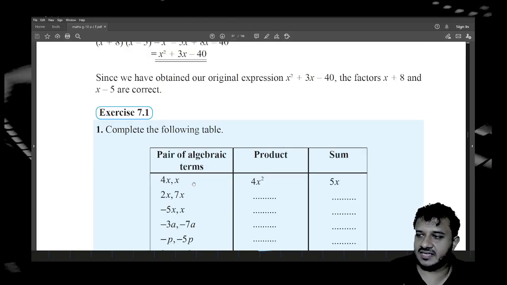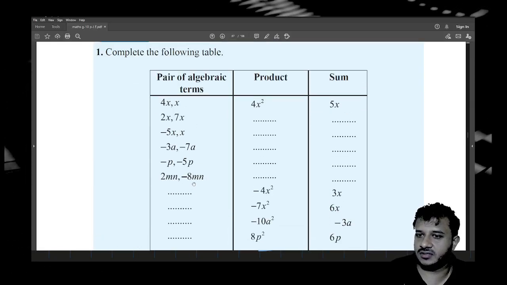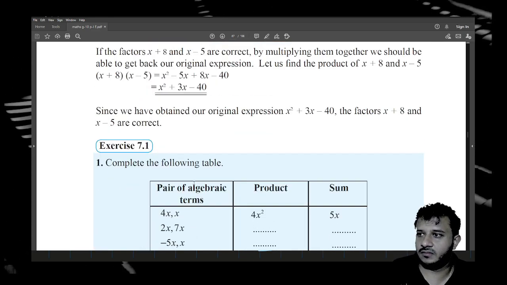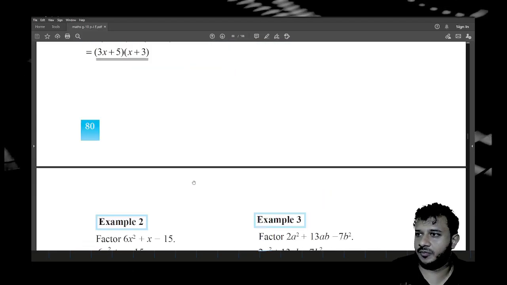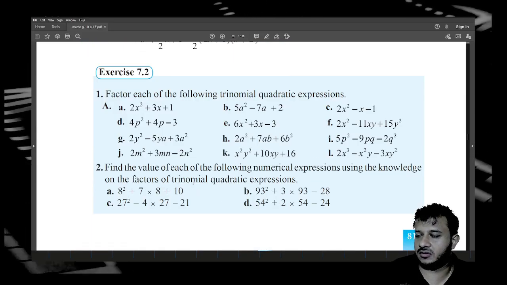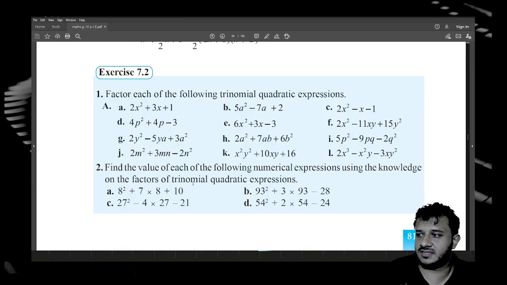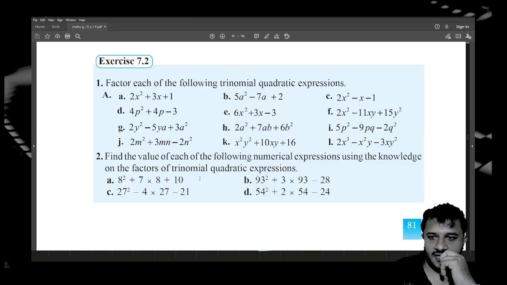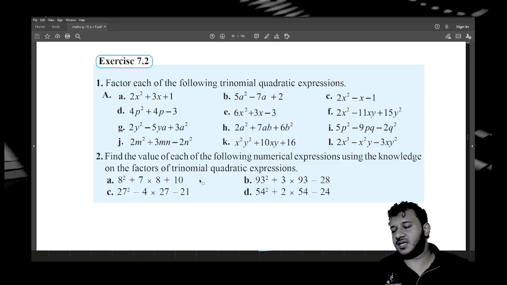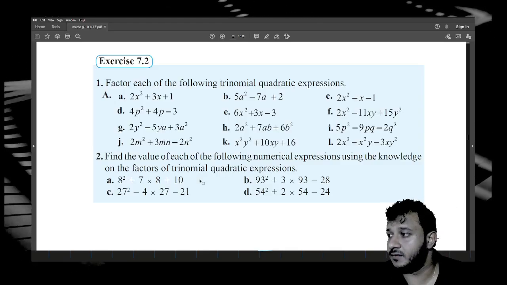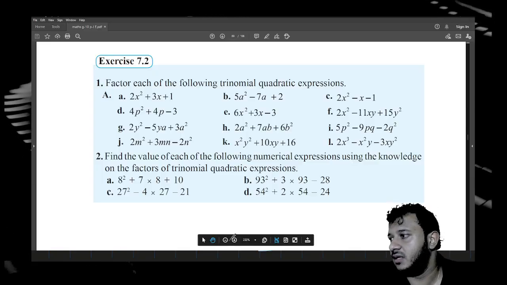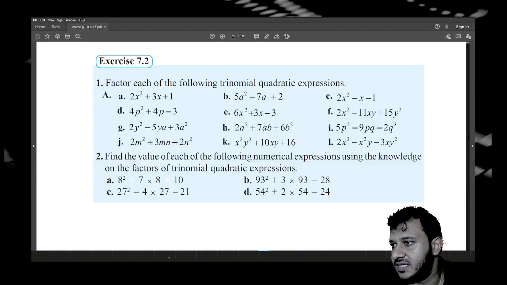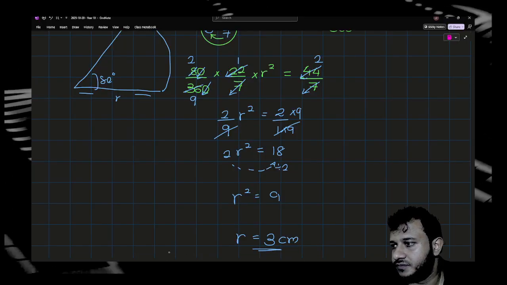Exercise 7.2. Anybody got any doubts or issues? Exercise 7.2. No one? 7.2, anything? No one. Then, 7.2, sorry, 7.1 before, now this is 7.2. Anyone got any doubts or issues with the 7.2 exercise? The second one. Second one, which question? B. B, okay. 9x squared plus 39x minus 28. Find the value.